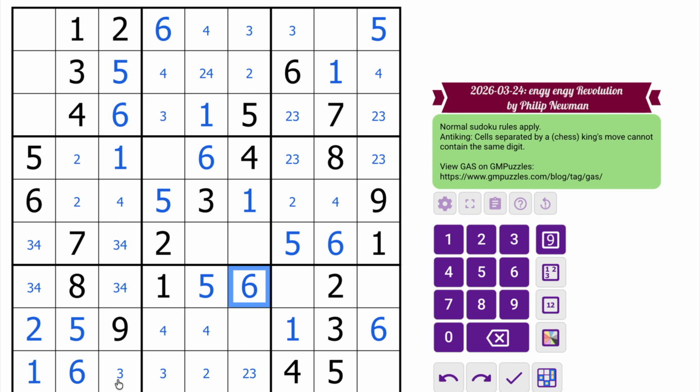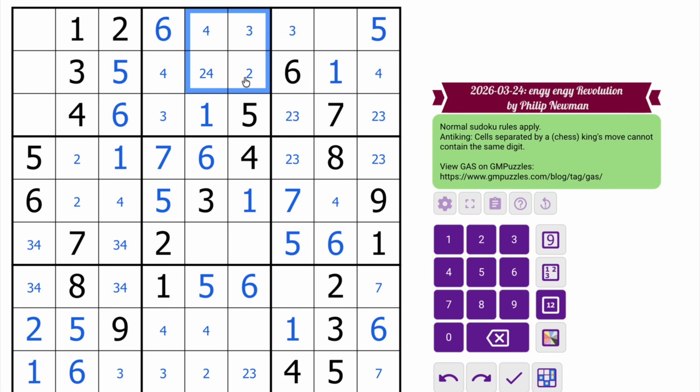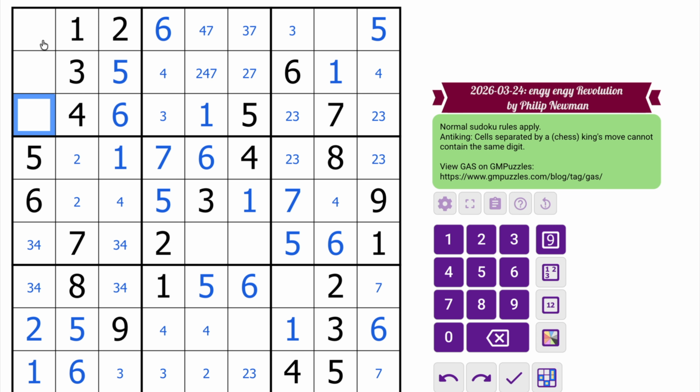Let's see for 7. Yes, so 7 is not here or here, so this is a 7. One of these two cells is a 7. Now 7 cannot come here, so this is a 7. 7 cannot come here, so one of these 4 cells is a 7. One of these two is a 7.